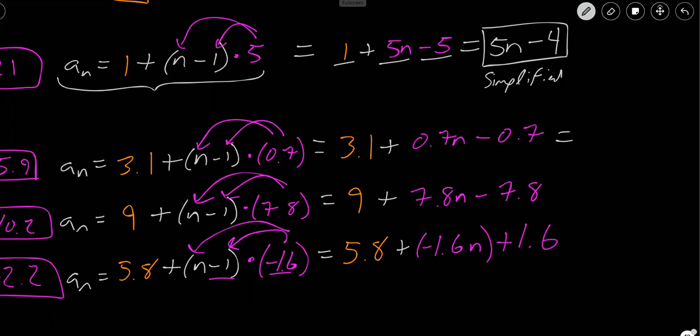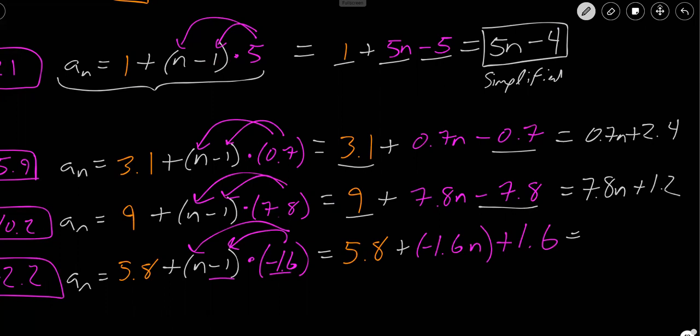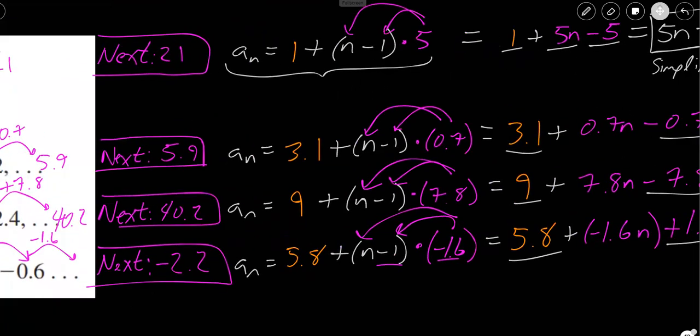And then last but not least, I can simplify by combining like terms. 3.1 minus 0.7 is going to give me 2.4, and I'm going to have 0.7n out there. Same idea with these. I'm going to have 7.8n plus 1.2. And lastly, I'm going to have negative 1.6n. If I combine these like terms, it's going to give me plus 7.4. So now I've done 4 arithmetic sequences very quickly.